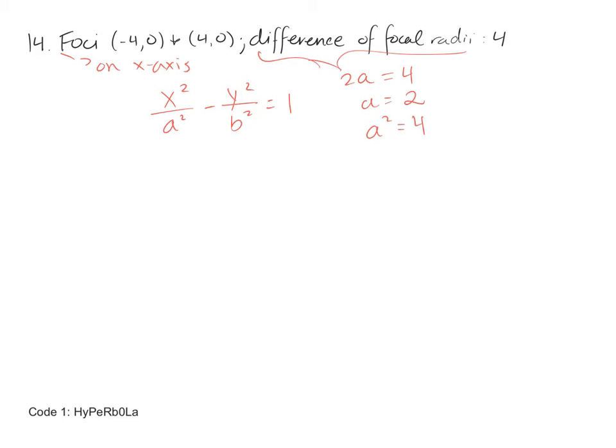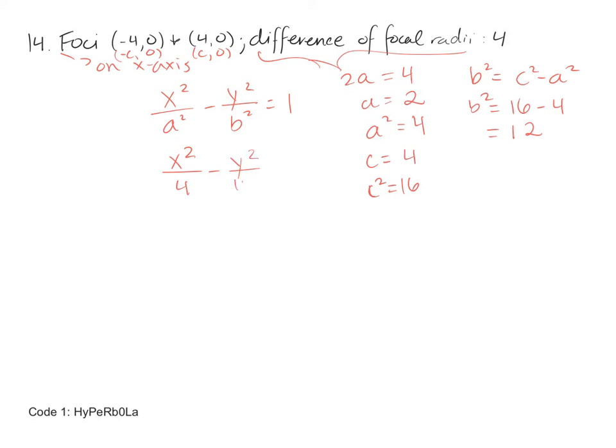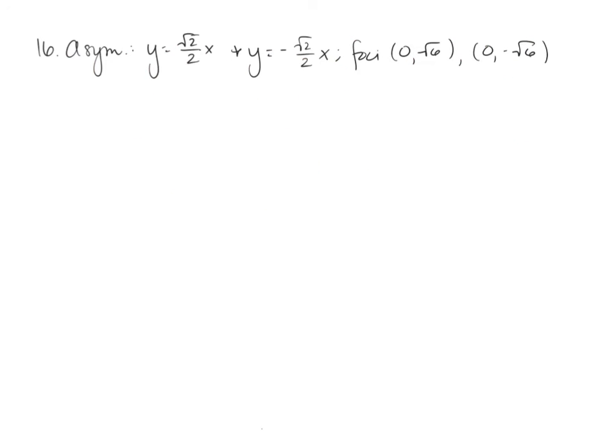Okay, and then you're like, well, how do I figure out b? Now remember b squared is equal to c squared minus a squared. We said that in the very beginning on the first slide. So all we have to do is figure out what c is. But we know what c is because the formula for the foci is negative c, 0 and c, 0. So c is just 4, so c squared is 16. So we've got b squared must be equal to 16 minus 4, which is 12. And then we plug in. So our equation is x squared over 4 minus y squared over 12 equals 1. And we're done.